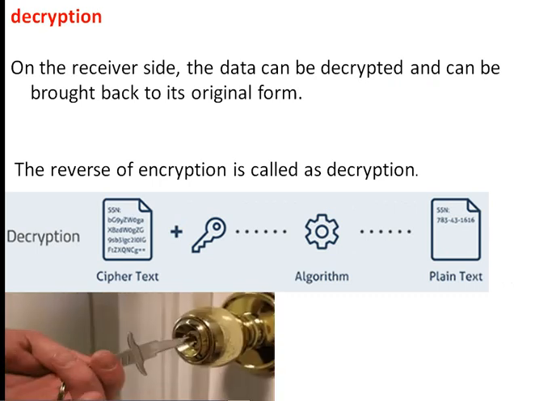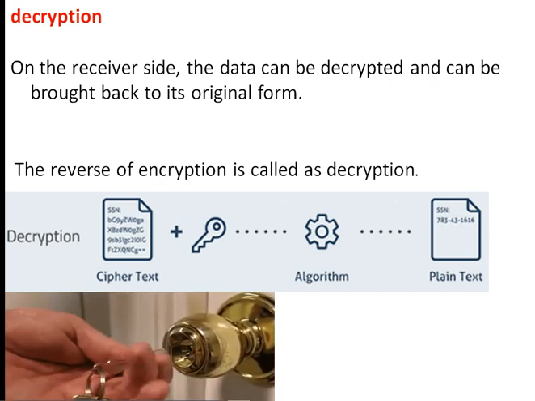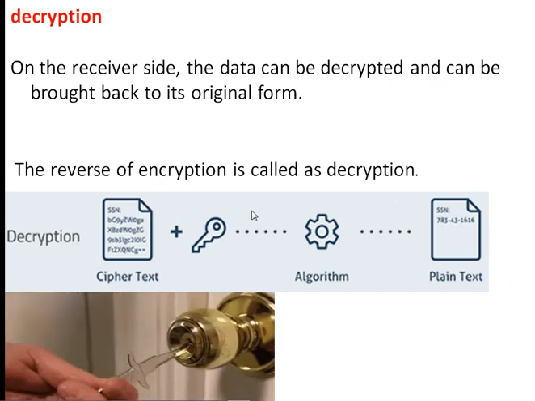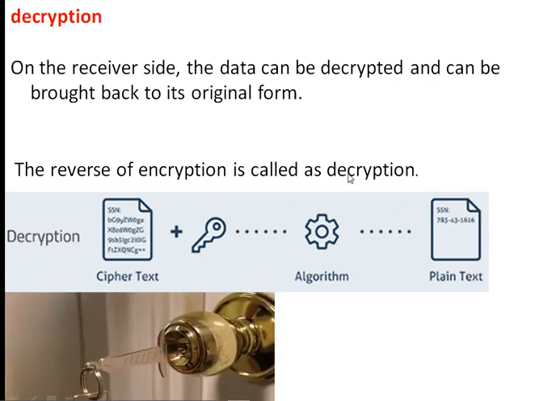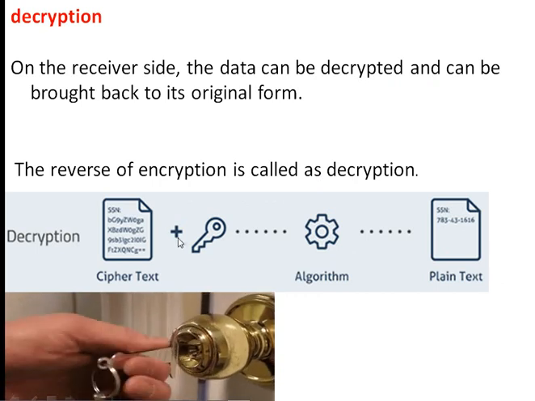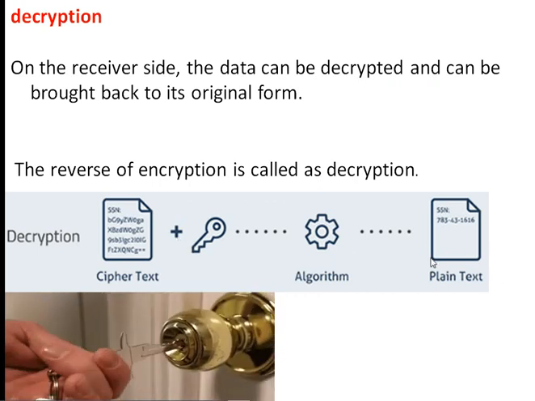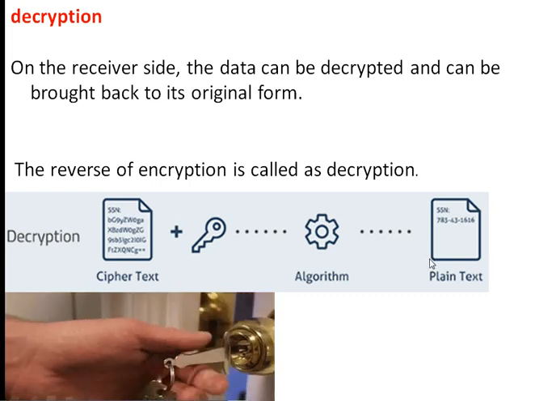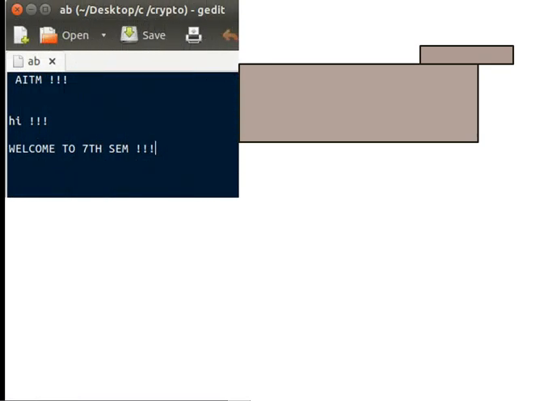Decryption. On the receiver side decryption happens, and on the sender side encryption happens. The reverse of encryption we call decryption. Ciphertext plus key, what will happen? Plain text will be generated. That plain text is nothing but the original message.